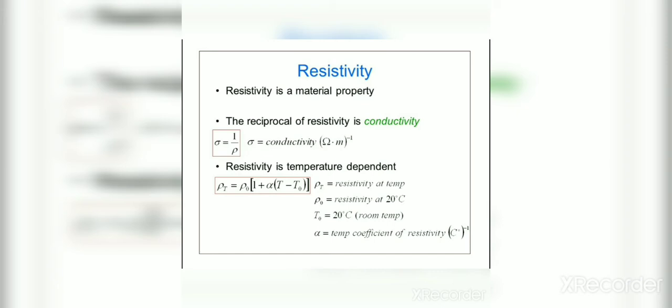Let rho 0 be the resistivity at an initial temperature and rho T be the resistivity at a temperature T. We know resistivity is temperature dependent. The relationship between rho of T and rho 0 is given as rho of T is equivalent to rho 0 into 1 plus alpha into T minus T0. Here, T is the final temperature and T0 is the initial temperature. The constant alpha is known as temperature coefficient of resistivity.